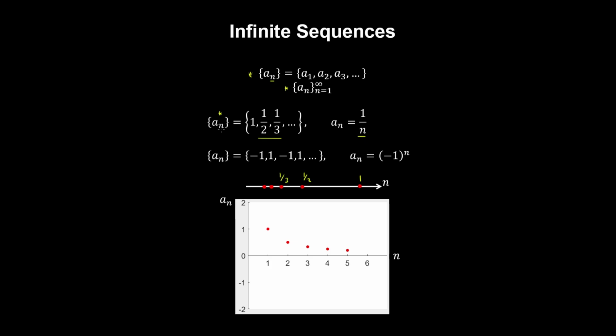So you can see that for a large n, the numbers in the sequence get closer and closer to 0. And here is an example of a sequence that oscillates according to the powers of -1. So it looks something like this.